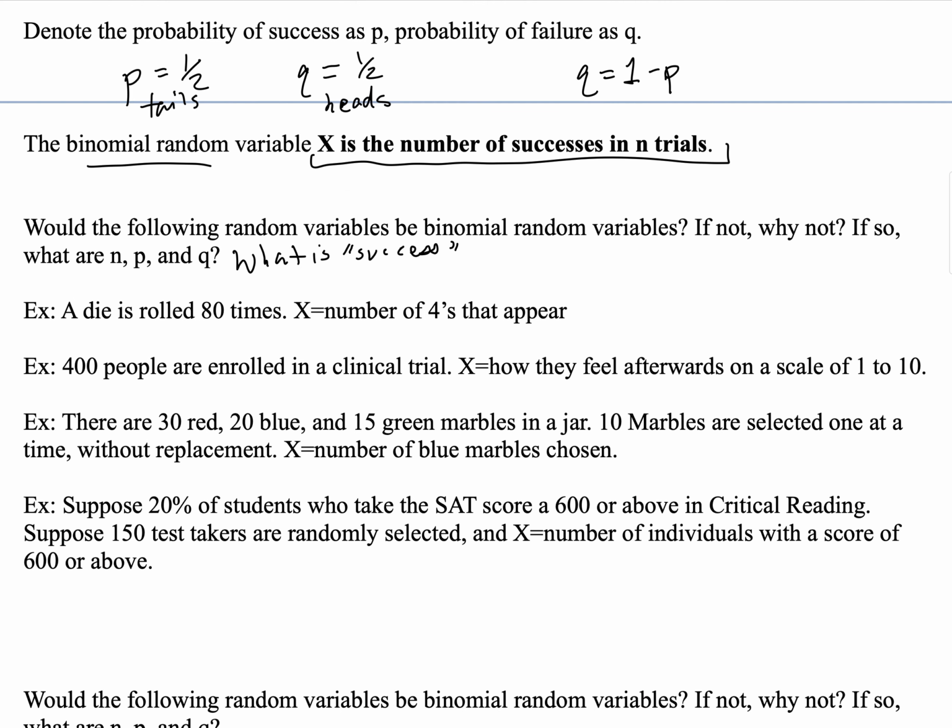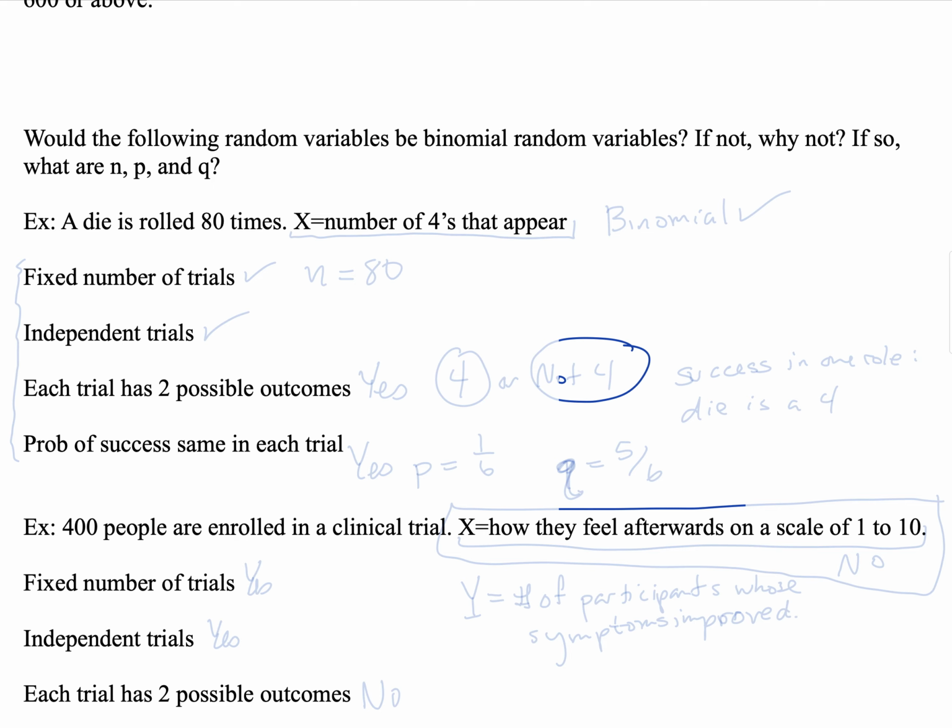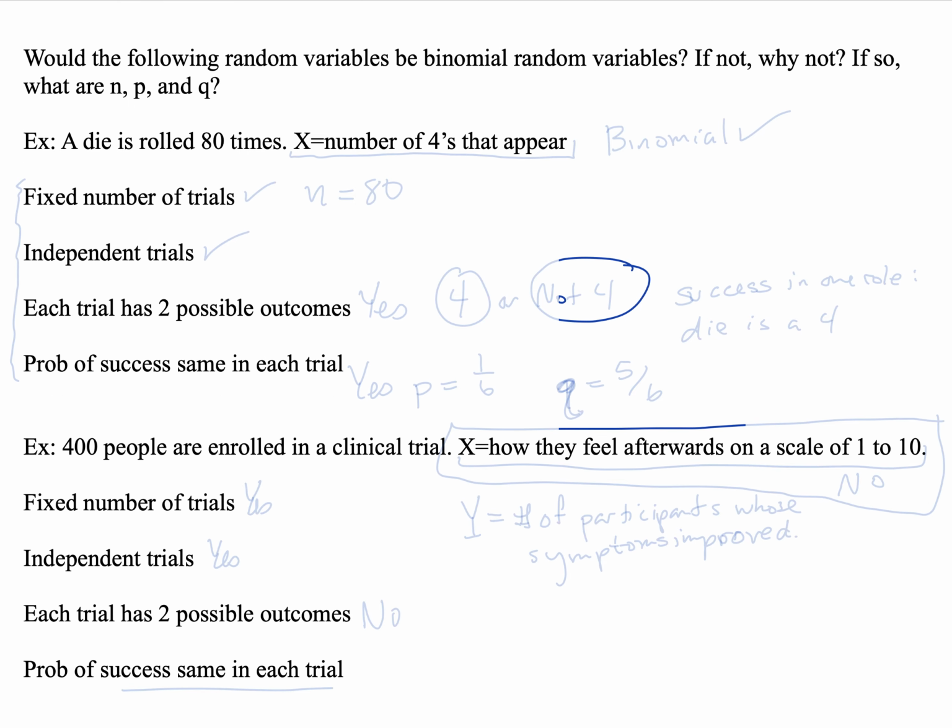Okay, for our first example, a die is rolled 80 times. X is the number of 4s that appear. All right, so here are the criteria for being a binomial distribution. Are there a fixed number of trials? Yes. N is equal to 80 trials, 80 die rolls. Are the trials independent? Yes. We know that die rolls are independent from one another. What you get on one die roll has no influence on what you get on the next one.